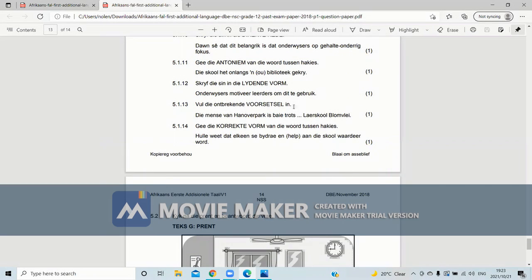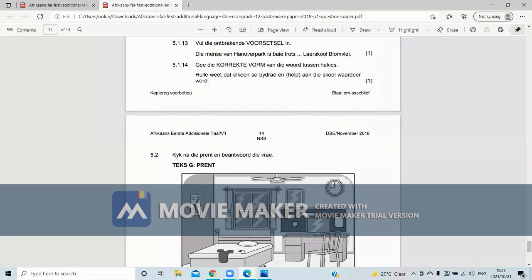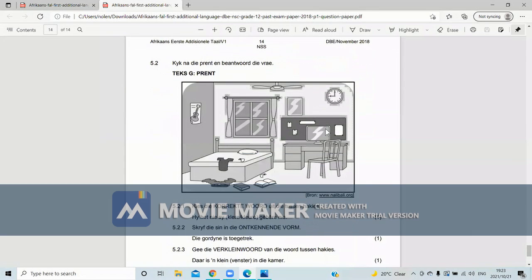Okay, vul die ontbrekende voorsetsel in. So we need to put in the preposition. Die mense van Hanover Park is baie trots op Laerskool Blomvlei. You're proud of, so it's trots op. Gee die korrekte vorm. Hulle weet dat elkeen se bydrae en hulp op die skool waardeer word. Guys, help in Afrikaans is the verb. Hulp is the help that you receive. So help is the verb, hulp is the noun. An easy way to remember is that help with an E is the verb, and hulp with a U is the noun, like they both have the letter U.